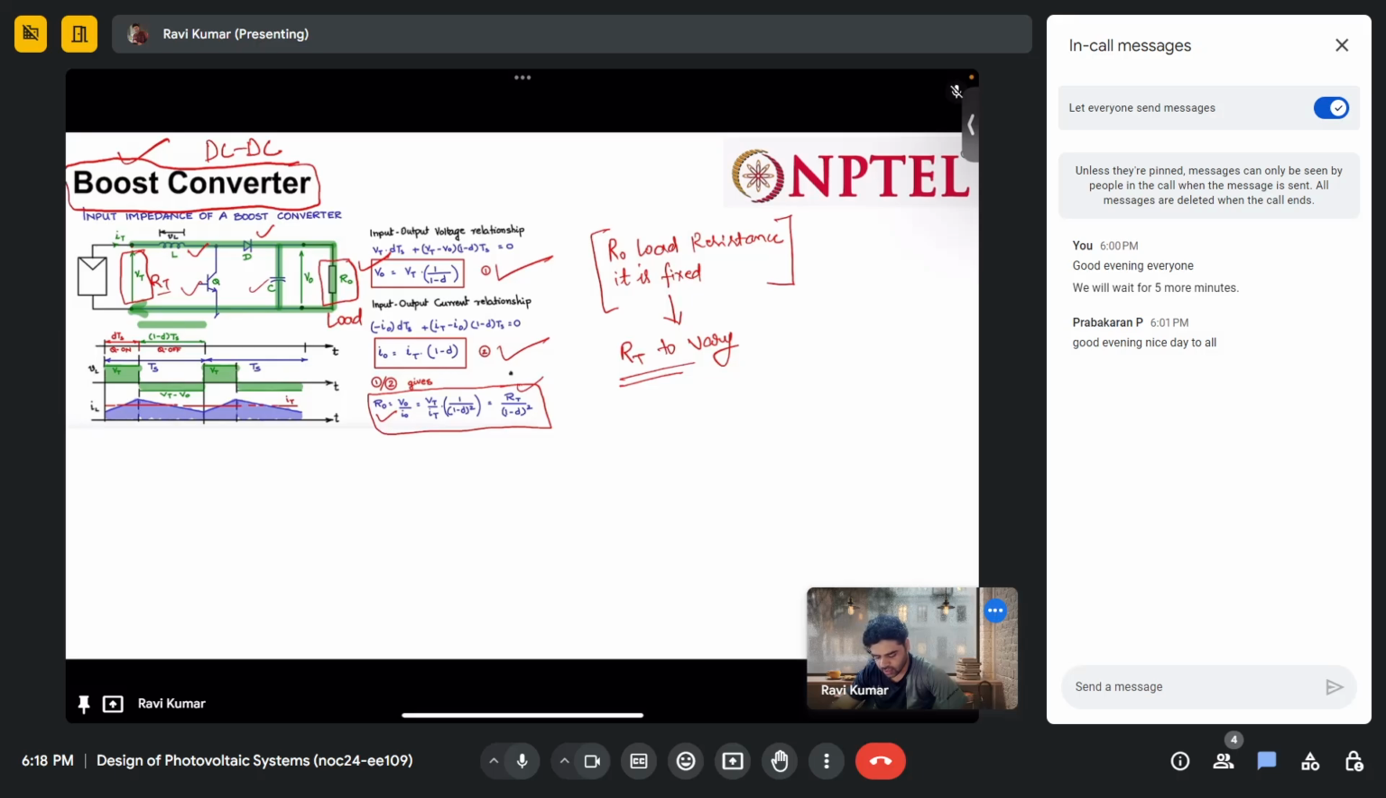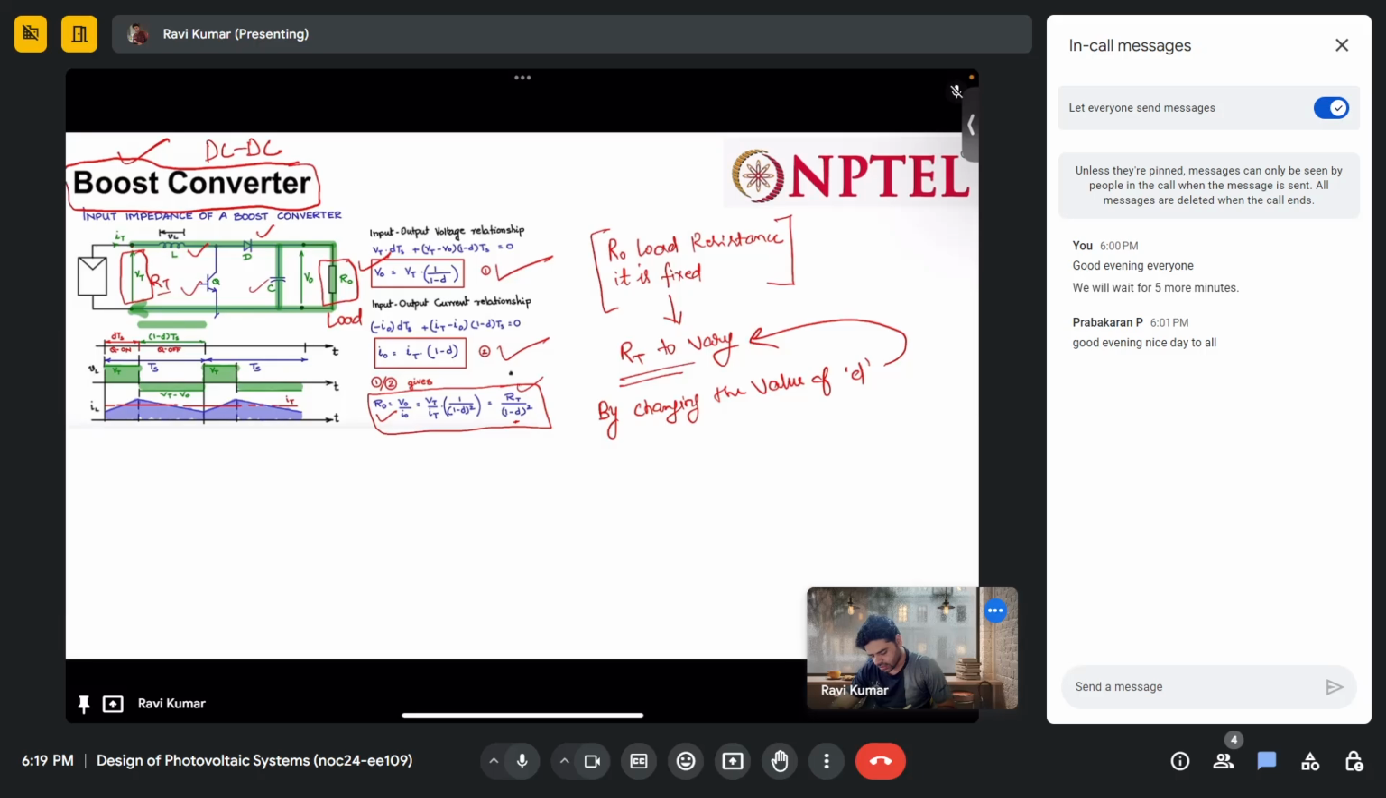Then we have another parameter here, that is D. By changing the value of D, we can vary this RT. And if RT varies, then we can track the maximum power point. So this is all about the boost converter. But there is a problem with this boost converter. What is the problem? We will see.